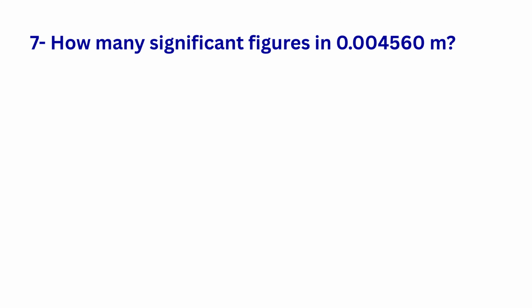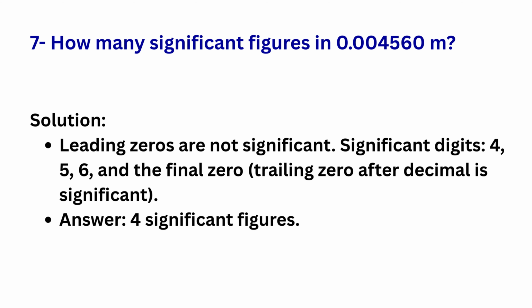Question 7. How many significant figures are in 0.004560 meters? The leading zeros don't count. The significant digits are 4, 5, 6, and the final 0 after the 6. So, there are 4 significant figures in total.